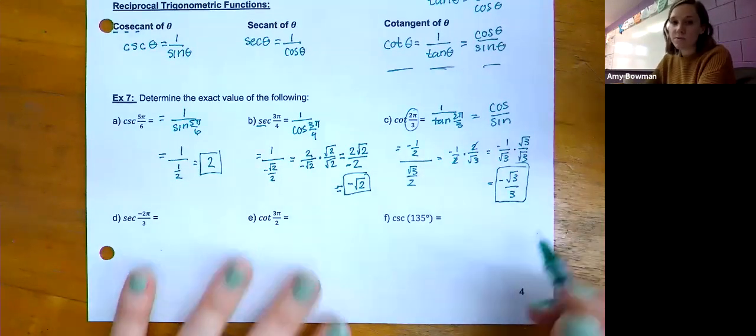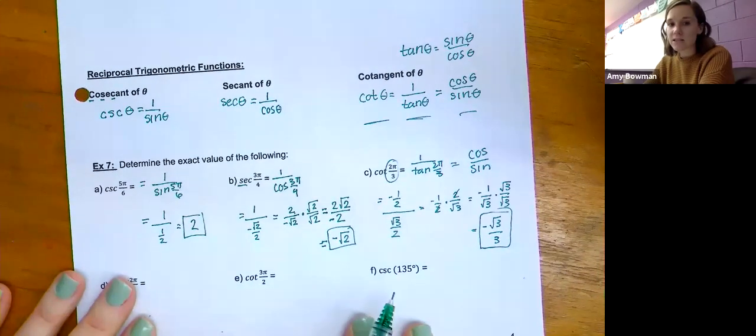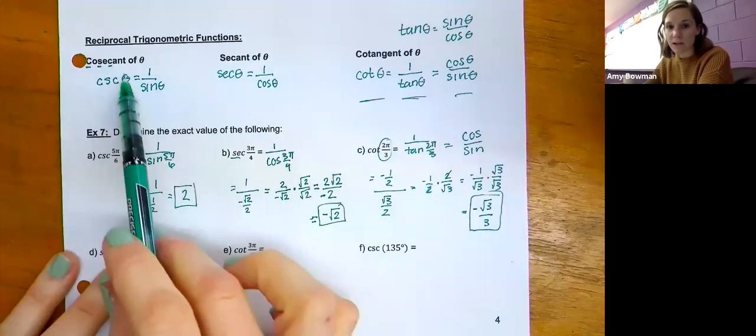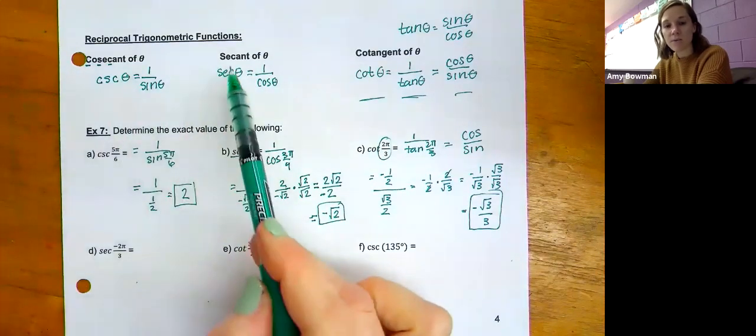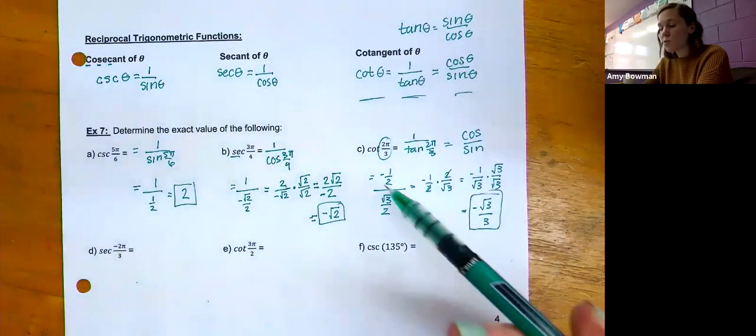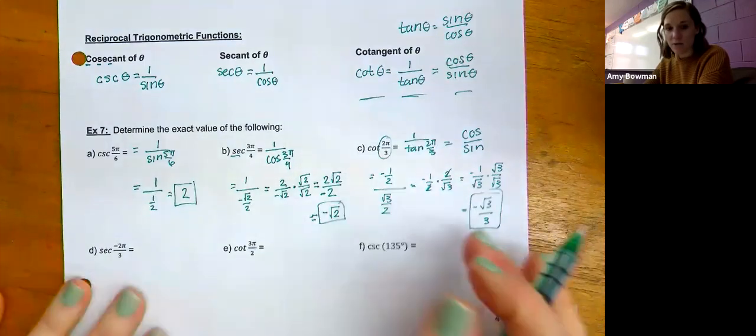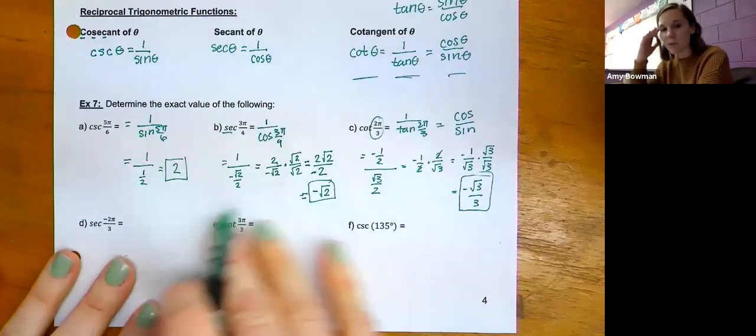So these reciprocal functions, you may need to revisit these sometimes, coming back to the definition. If you can remember, cosecant 1 over sine, secant 1 over cosine. The more you practice these, the more that you'll have those memorized. I'm not going to do these. It's just repeating the same concept.